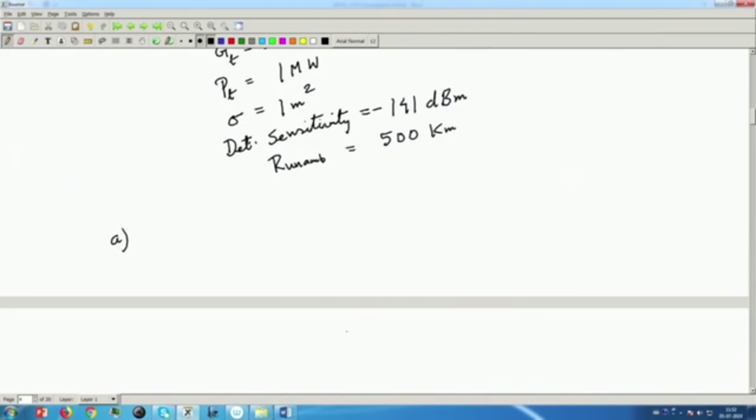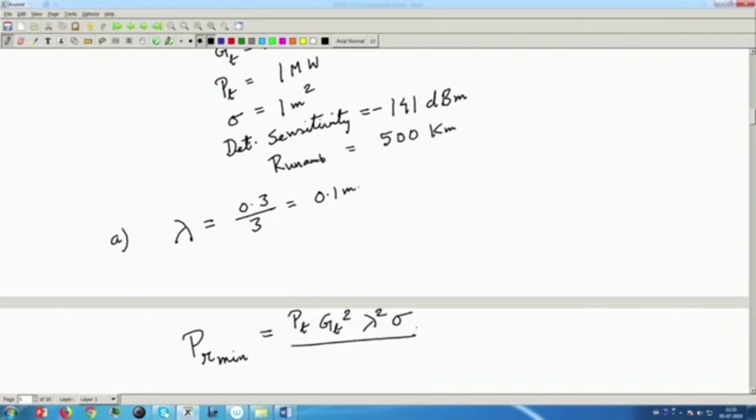What is the first part? Sensitivity of the radar receiver. So, from the given data, frequency is given. So, lambda is 0.3 by 3, that is 0.1 meter. So, we can find PR minimum, that is the sensitivity, that will be PT GT square lambda square sigma by 4 pi whole cube R max to the power 4. The moment I put max, this is sensitivity.